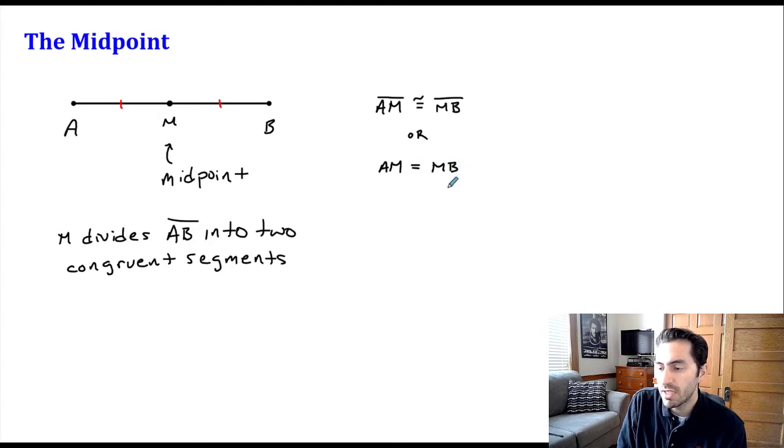Now in this case, I'm talking about numbers. Without the little dash on top, this is indicating the distance between A and M. So these almost mean the same thing, but one of them is talking about the actual segments, the shapes. The other one is talking about the length of those segments. So now let's see how we can use this. I have an example.